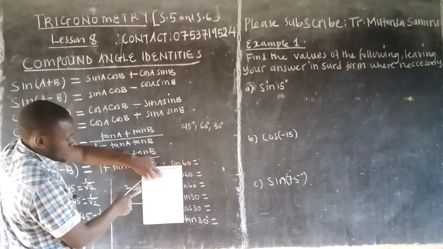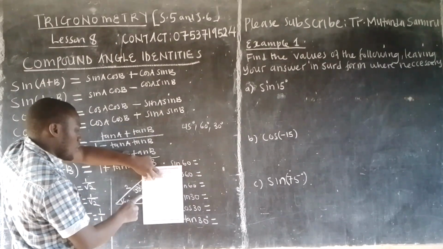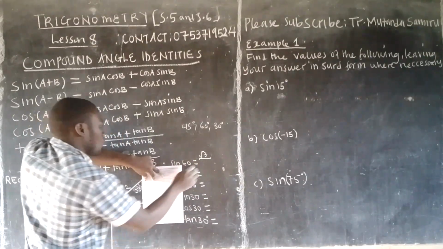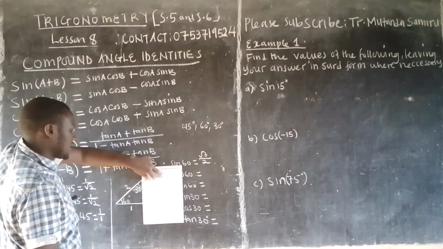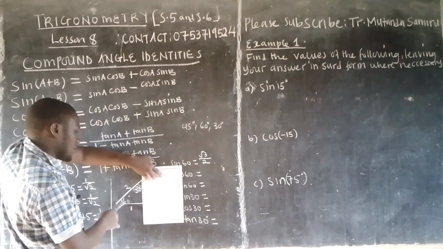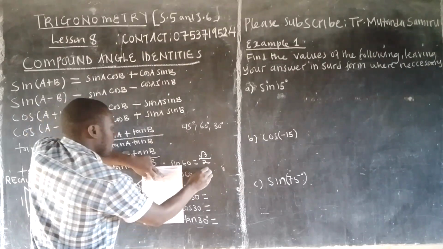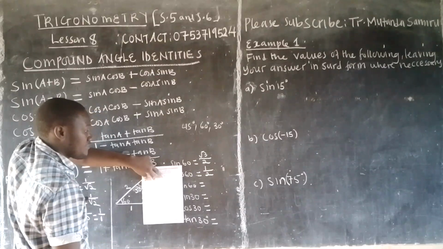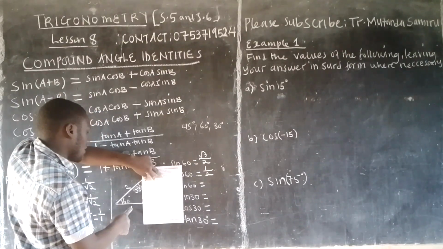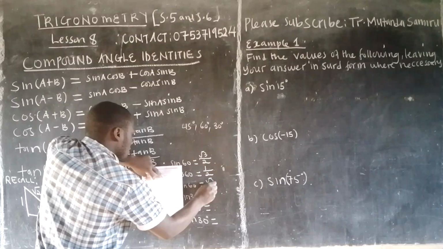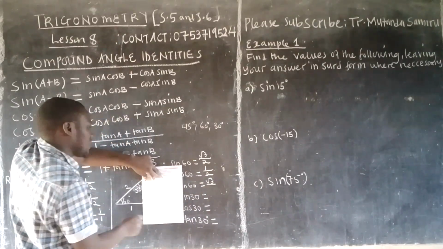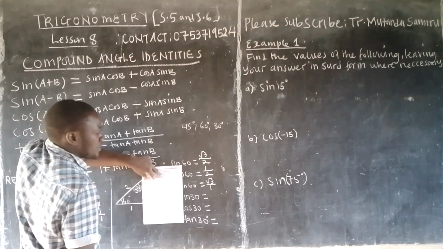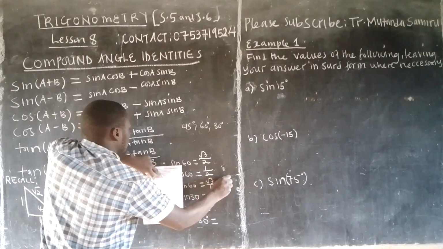So sine of 60, I'm now using this triangle here. But remember, this one is root 3. So sine of 60 means opposite, which is root 3, over hypotenuse, which is 2. That is the sine of 60. How about cos of 60? Cos of 60 is adjacent, which is 1, over hypotenuse, which is 2. So cos of 60 is a half, by the way. Tan of 60 is opposite, which is root 3, over adjacent, which is 1. That explains why tan of 60 is the same as root 3. You can take it as that.